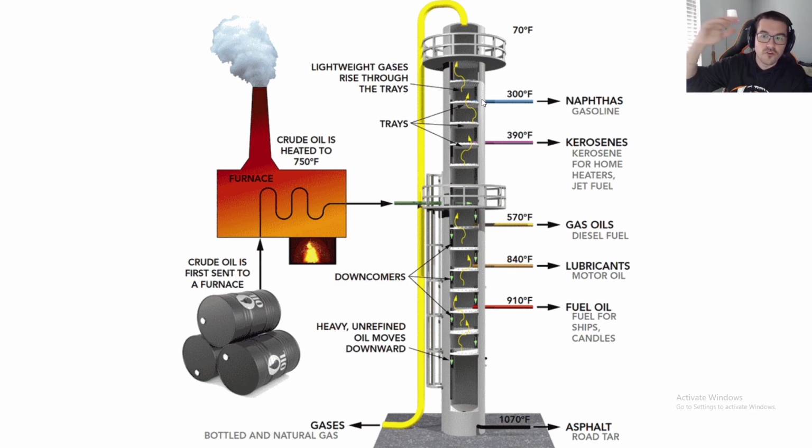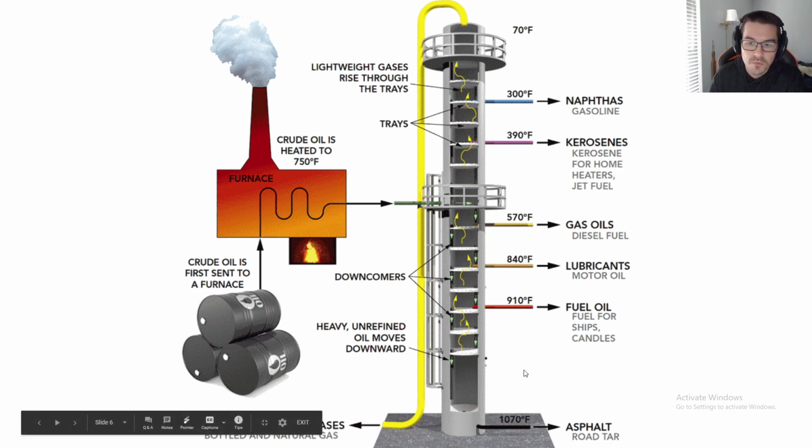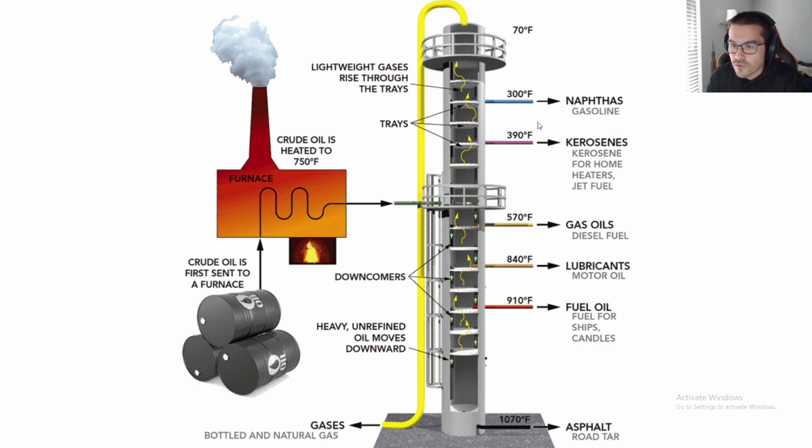Things tend to striate in layers. The things that are the heaviest or that have the highest boiling point don't boil very well when they're heated. They remain a liquid or barely start to boil, and so they fall towards the bottom of the column. Now, let's take this one right here.